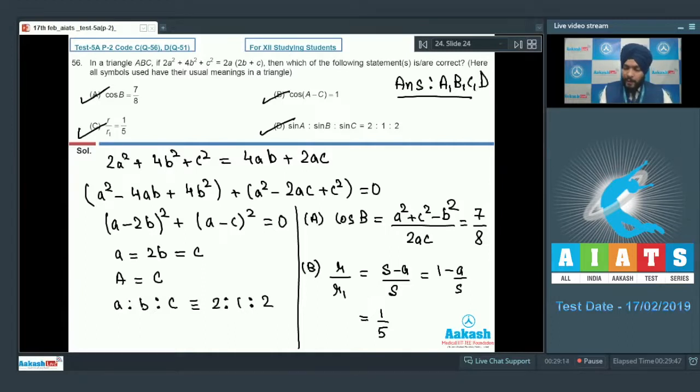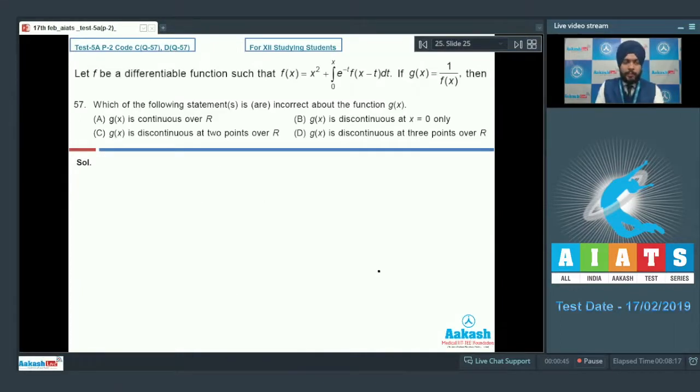Let us move on to the next section, which contains paragraph type problems. So moving on to the paragraph section, we have this question which contains questions number 57 and 58. Let f be a differentiable function such that f of x equals x square plus integral 0 to x e raised to the power minus t into f of x minus t dt. If g of x is equal to 1 upon f of x, then which of the following statements is/are incorrect about the function g of x? So students, first of all, we have to simplify f of x by solving this given equation, and then we have to comment on the continuity and discontinuity of g of x.